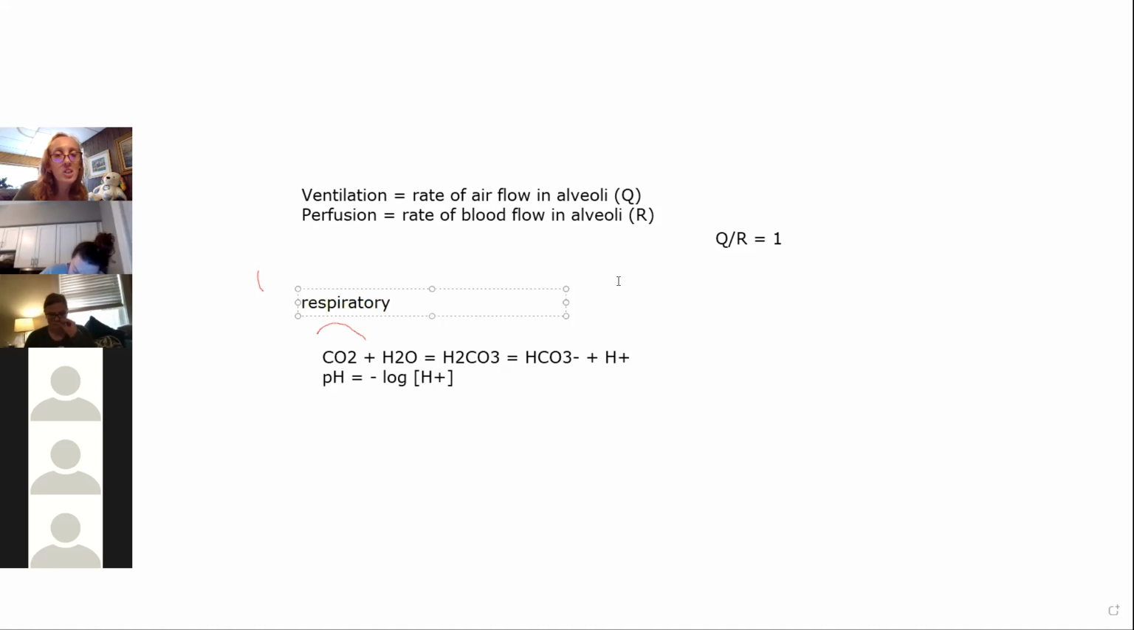In contrast, the urinary system works on these. It can increase or decrease the levels of bicarbonate and hydrogen ions, therefore affecting pH. It can't do anything with carbon dioxide, and the respiratory system can't really directly affect bicarbonate, except to change carbon dioxide levels.